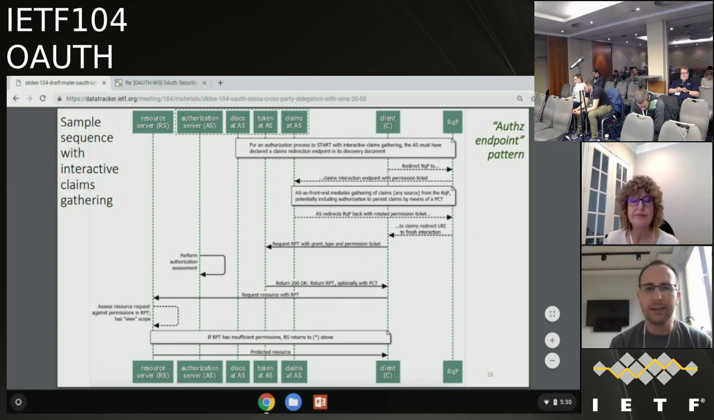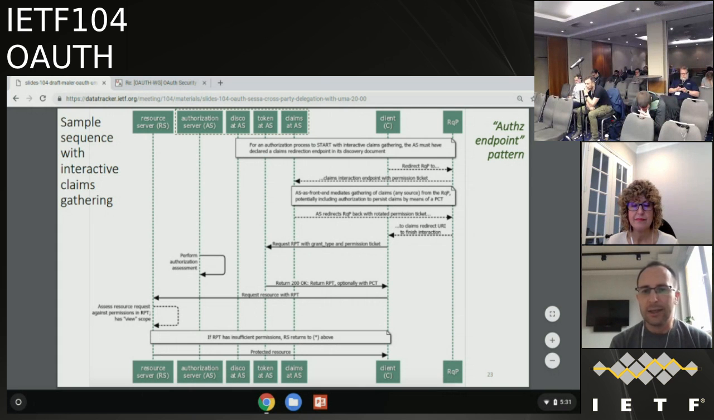So let's say that the AS can even act as a relying party to a different IDP, can collect various attributes about the individual from some kind of distributed sources, and based on that can execute the authorization assessment. After that, it redirects the requesting party back to the client. So it redirects it back to what is called the claims redirect URI. And that can finish the interaction.